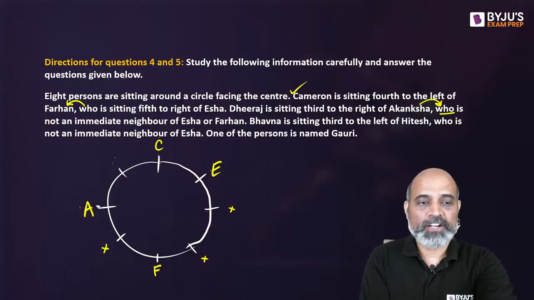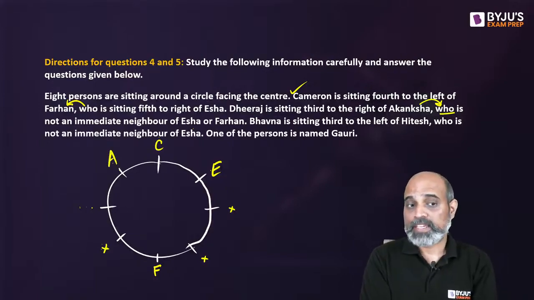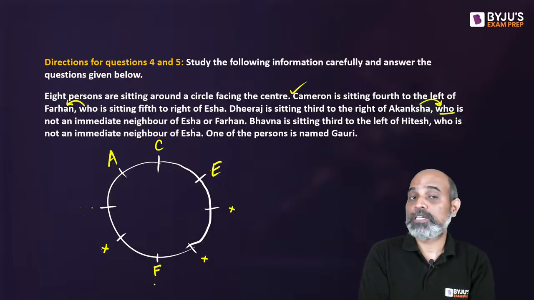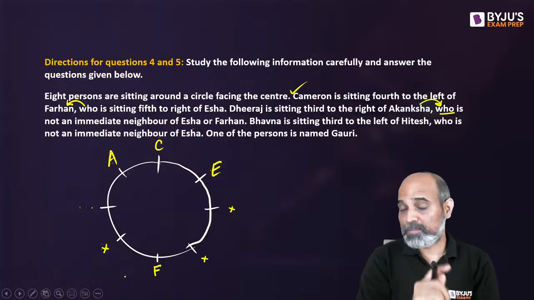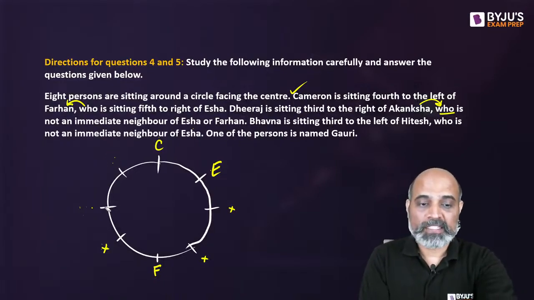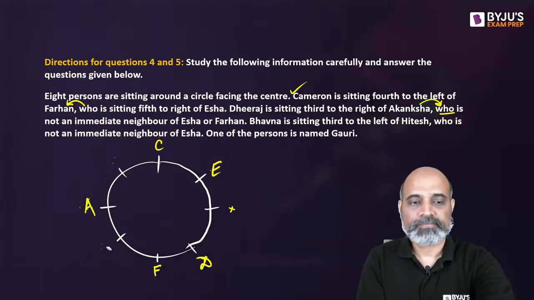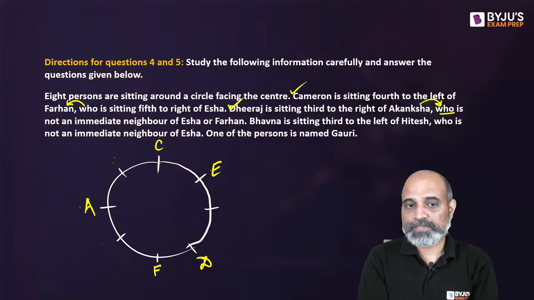What if I don't take A at this point, but move A here? If A sits here, then her third to the right is going to be a position which is already occupied by F. So A can't be seated over here. The only place A can now go is 9 o'clock, the west direction, and Dheeraj goes here, right? So we are done with the next statement as well.